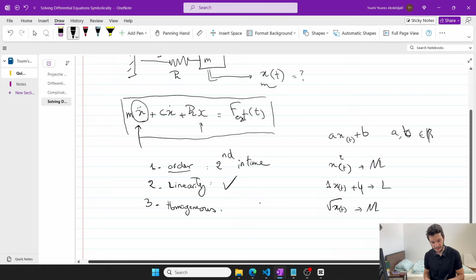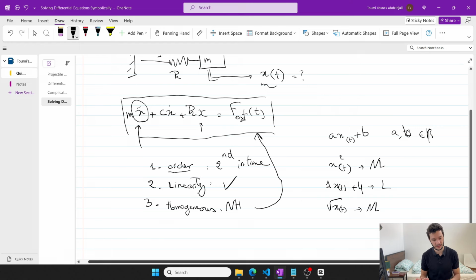And now the homogeneity is related to this second term. If it is equal to 0, it is homogeneous. If it is not equal to 0, it is non-homogeneous. In this case, it is non-homogeneous.